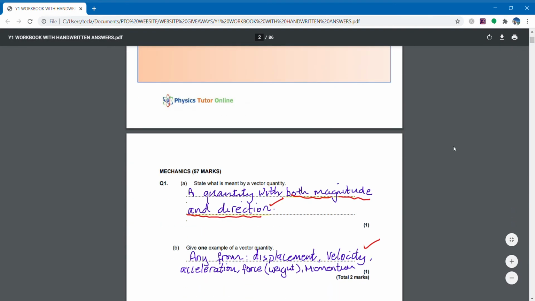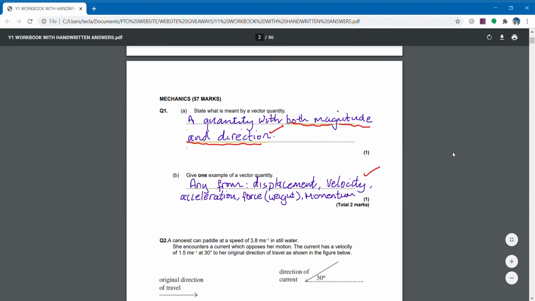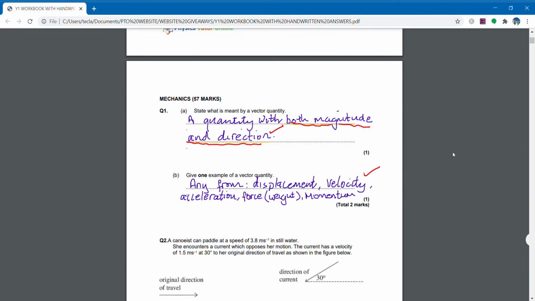Here we are. So question 1A, state what is meant by a vector quantity: a quantity with both magnitude and direction. 1 mark. Give one example of a vector quantity, so any from those listed there: displacement, velocity, acceleration, force, momentum.